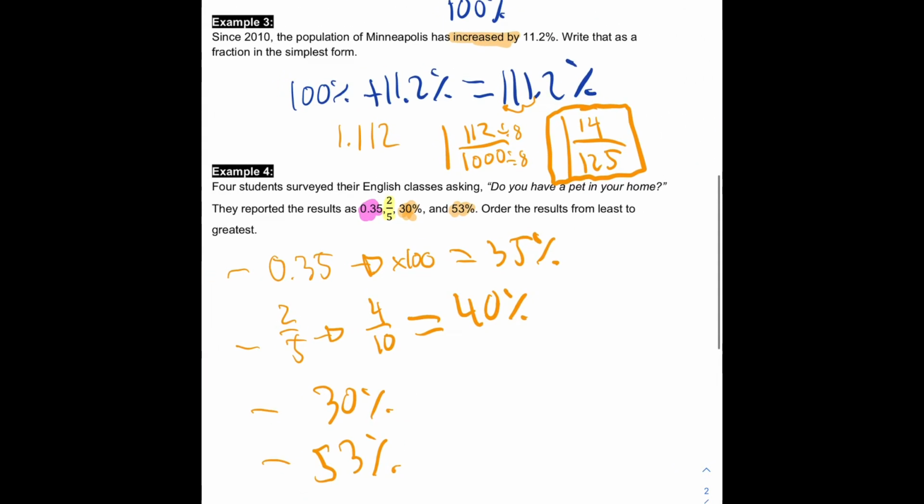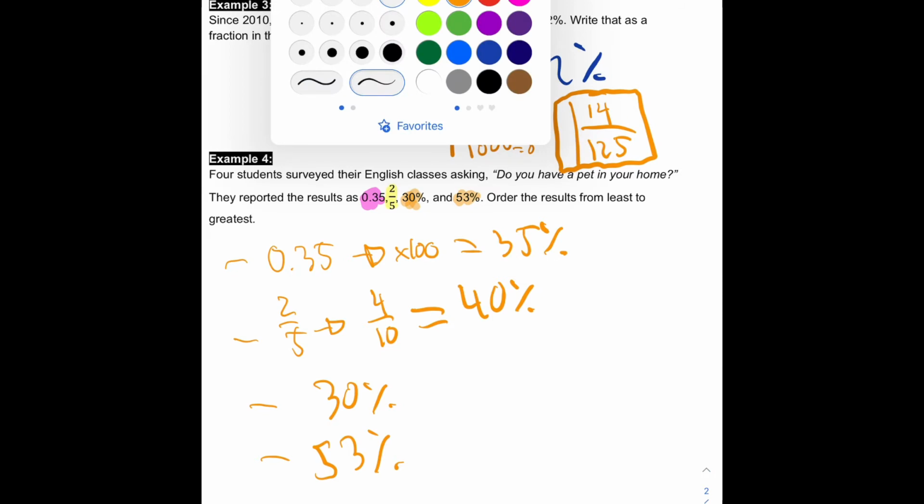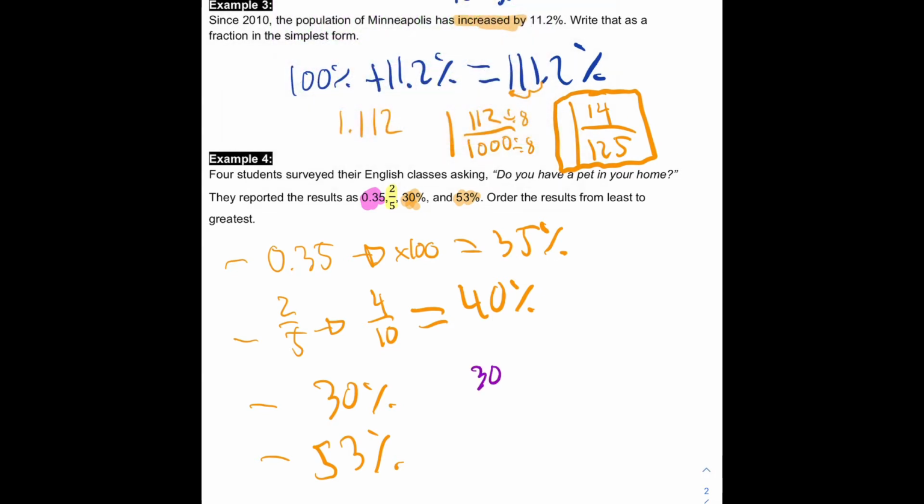So if it says order from least to greatest, my smallest number is going to be 30%, and then it's going to be the 35%, but that started as 0.35. And then it's going to be my 40%, which is really 2/5. And then my largest answer was 53%.